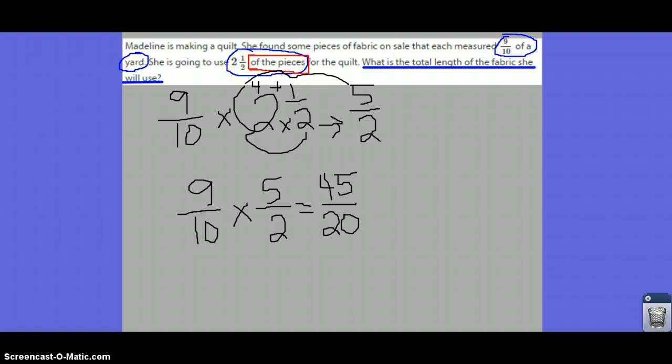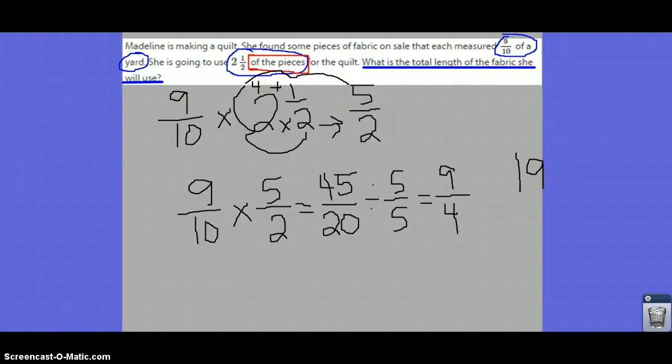We've got an improper fraction here. We can do two things. We can either simplify now and then turn it into a mixed number, or we can turn it into a mixed number and then simplify the fraction. I'm going to go ahead and simplify it now because just looking at these two numbers, I know that they can both be divided by 5. So 45 divided by 5 will give us 9, and 20 divided by 5 will give us 4. And so now I've got 9/4. It's still improper, but it's simplified.